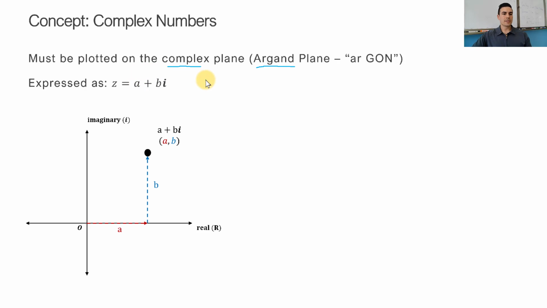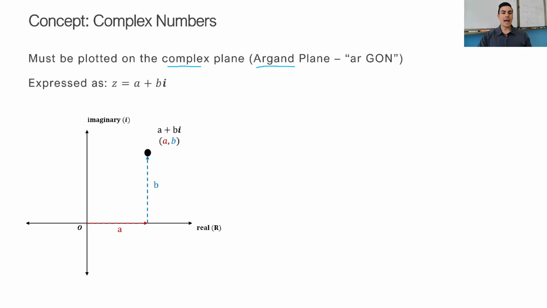So on a graph, this would look something like this, right? We have our real plane, that's going to be our horizontal axis, and now our vertical axis is going to be our imaginary axis. So this point here, a plus bi, would have coordinates (a, b) on the Argand plane.